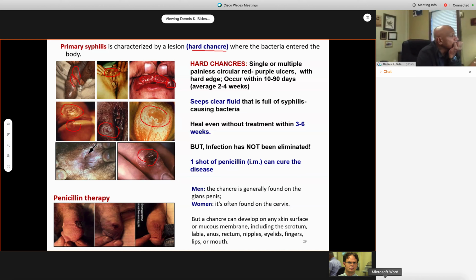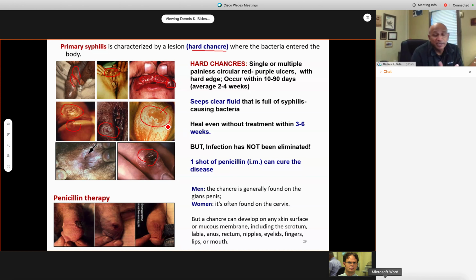People describe this as being painless, although I can't imagine that. It tends to be circular. There's fluid in there. If you take a needle and pop this, it seeps fluid. That fluid is just teeming with this organism, Treponema pallidum, so it's highly infectious. Now, this can occur in a matter of weeks, 1, 2, 3 weeks, but maybe as long as 10 to 90 days. So it can take a while before you actually see this lesion forming.